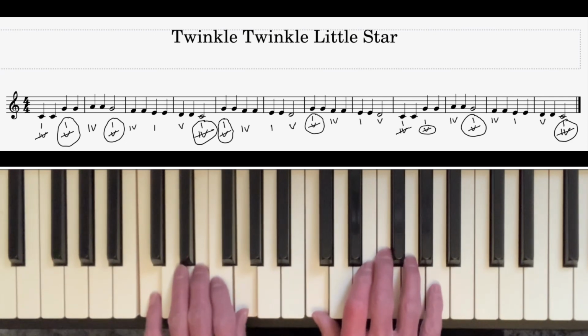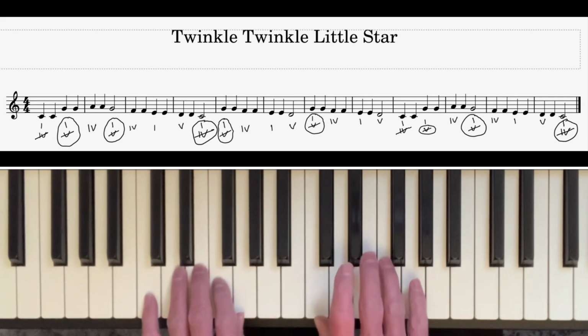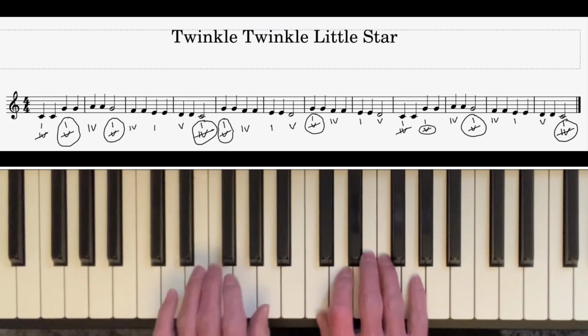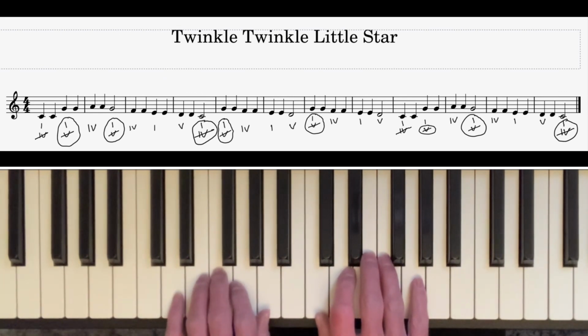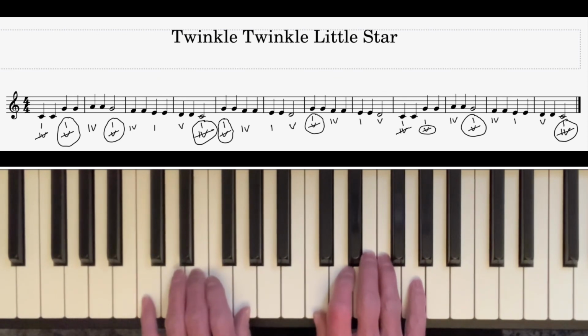You notice that in some places the melody note, that's the note that the right hand is playing, is also the top note of the chord. So in that case, just play 2 notes with the left hand and play the melody note with the right hand. So that's it for this video.